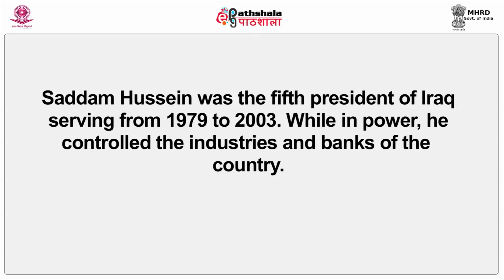Saddam Hussein was the 5th president of Iraq, serving from 1979 to 2003. While in power, he controlled the industries and banks of the country. Saddam Hussein's is the only government ever to use lethal chemical weapons against its own citizens. It did so as a part of a long-term campaign against the Kurds, in which some 4,000 of their villages were completely destroyed, many towards the end of the Iraq-Iran War, 1987 to 1988.